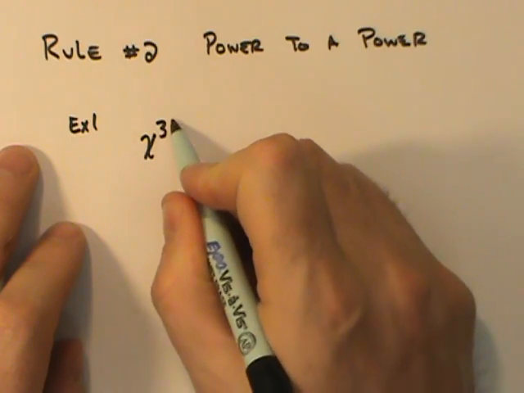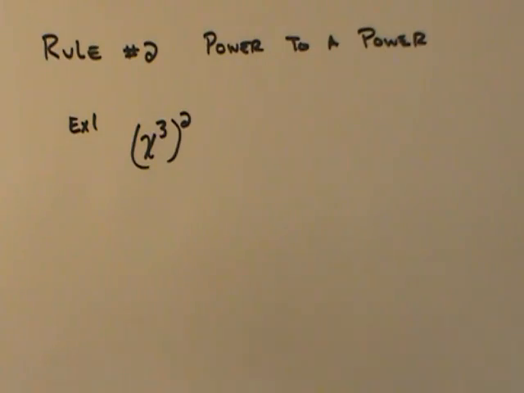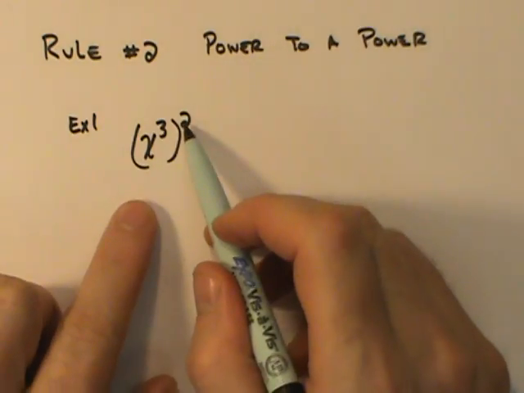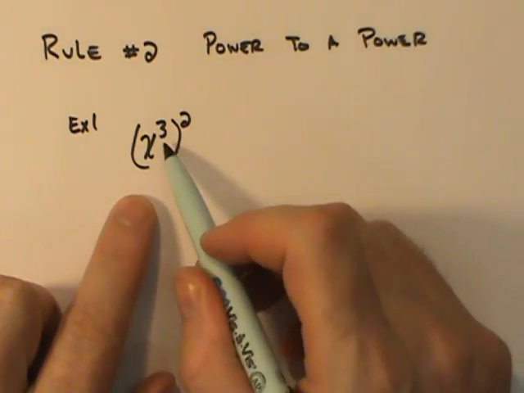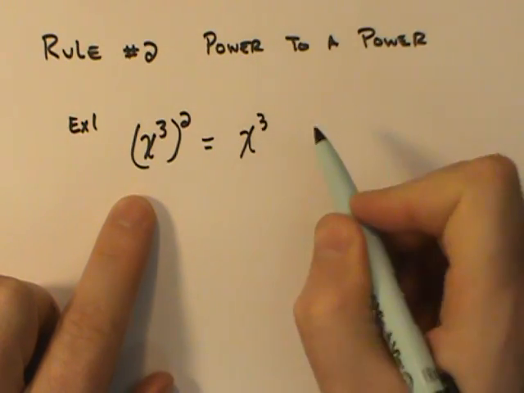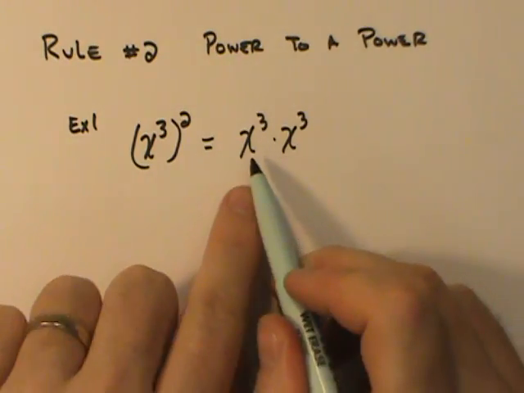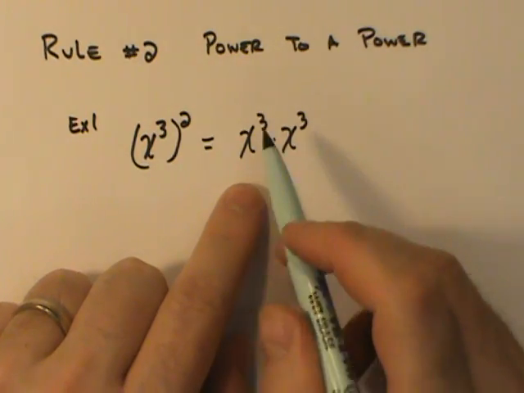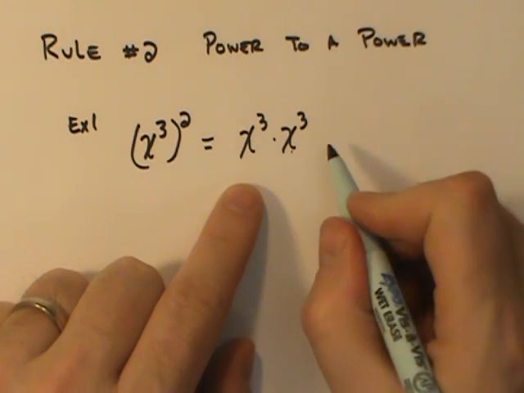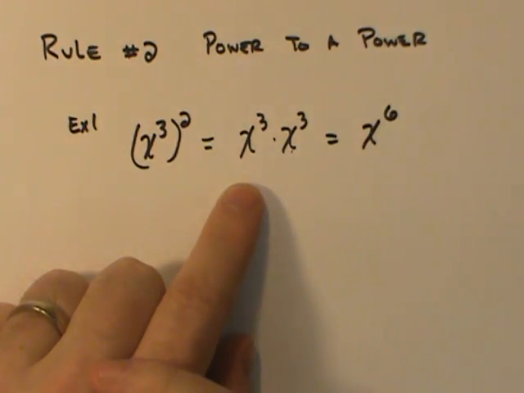x cubed squared. Hopefully you remember from your previous levels of math that when you square a term, it really means that you need to write it twice. So this is equivalent to me going x cubed times x cubed. Now that looks very much like rule 1. Common bases, you add the exponent. So I could call this x to the 6th.